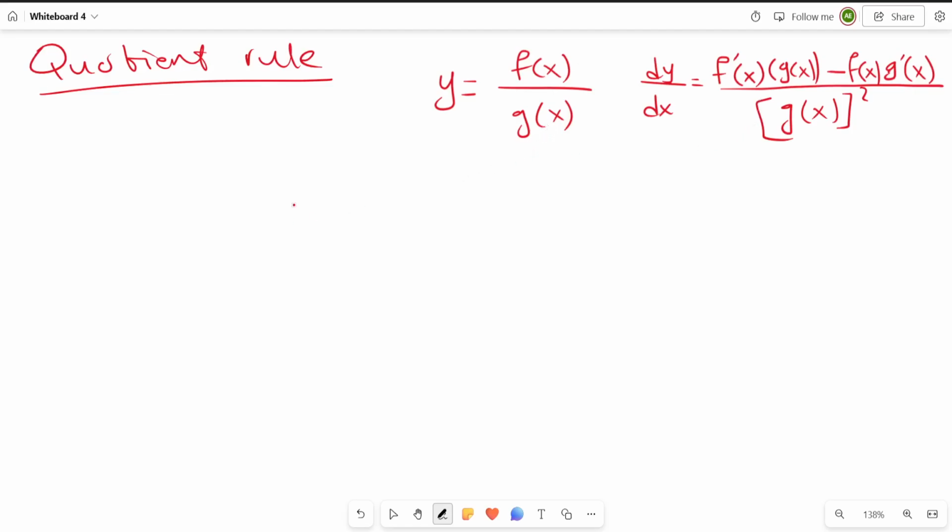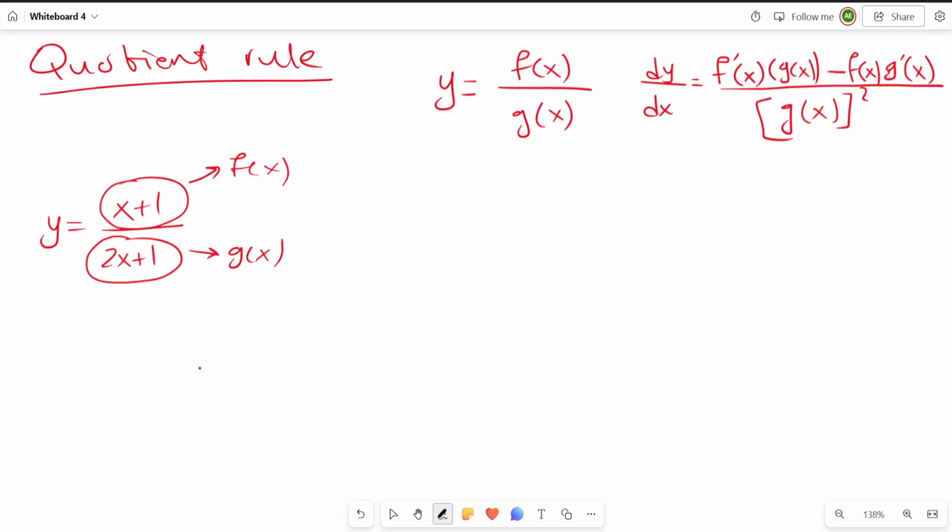Let's take our first example, which is y equals x plus 1 over 2x plus 1. So this top function is my f of x. This denominator function, or the function denominator, is g of x. So this is f of x. This is g of x. So let's apply our rule.